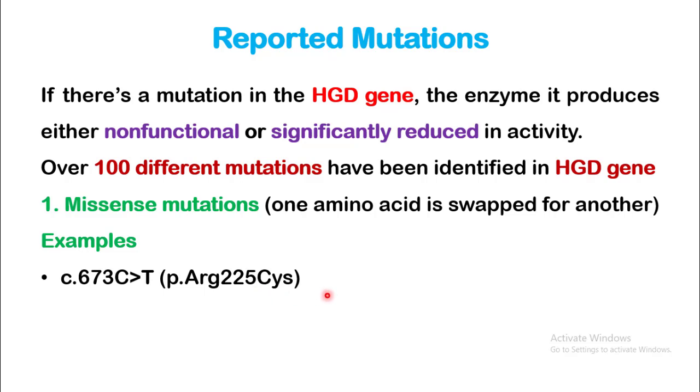The first thing you need to understand is how to read this. This C refers to the coding region, so you're talking about the messenger RNA, for example.